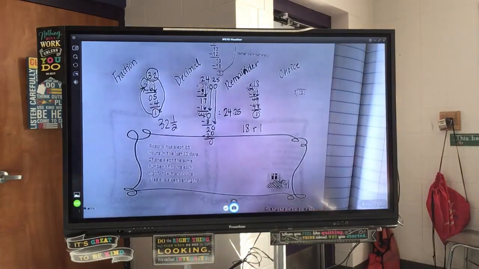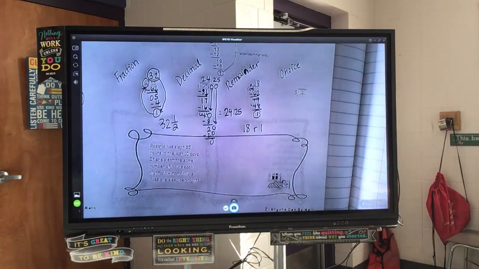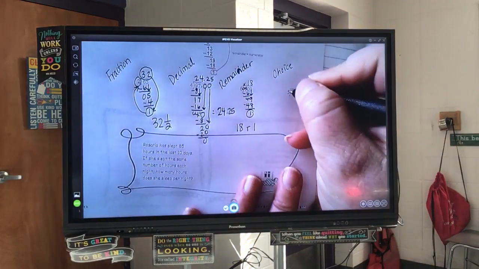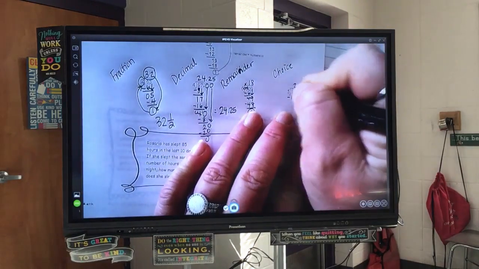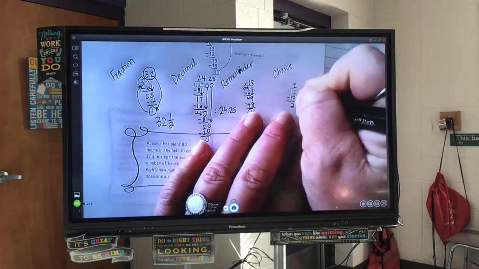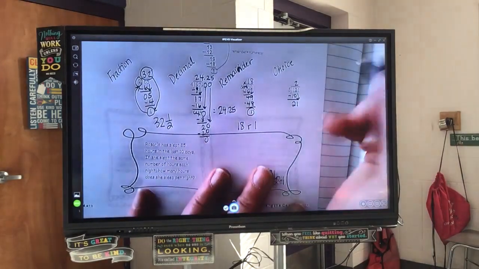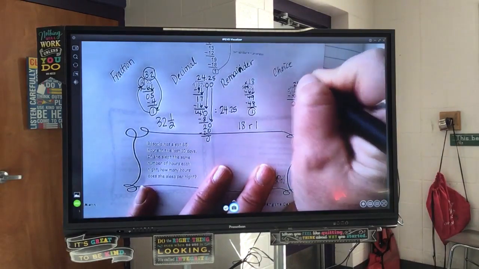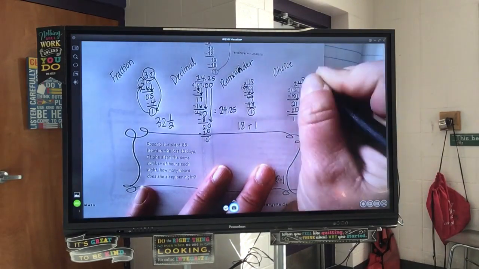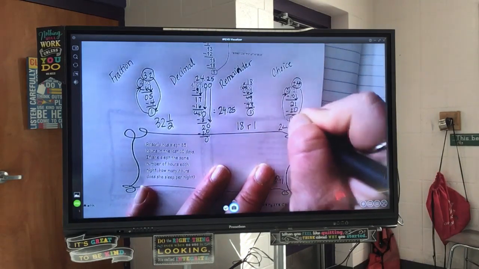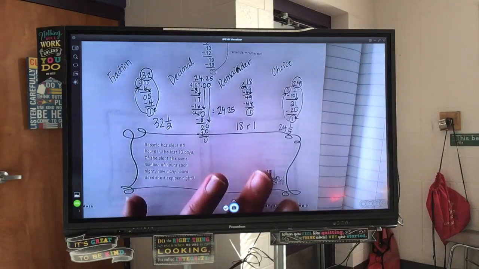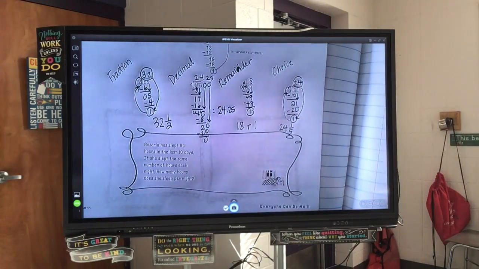All right, Elisa, how'd you do it? I did the fraction. Fraction, okay. So Elisa, what did you multiply 5 by to get close to 12? 2. What did you multiply 5 by to get close to 21? 4. So you ended up with 24 and 1/5? Yes. All right.